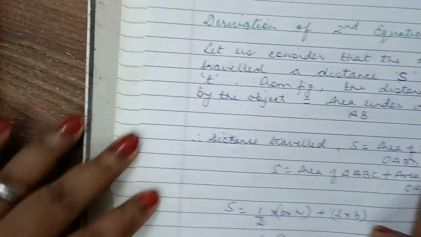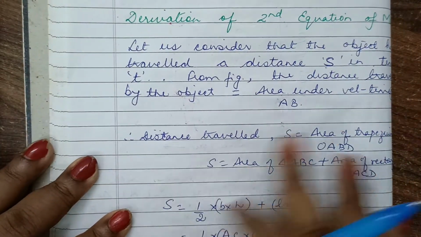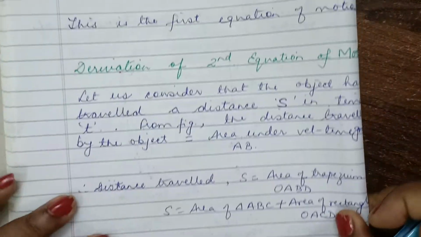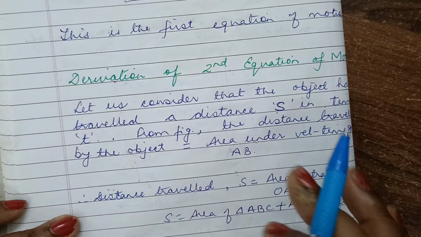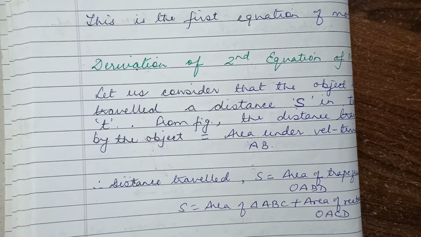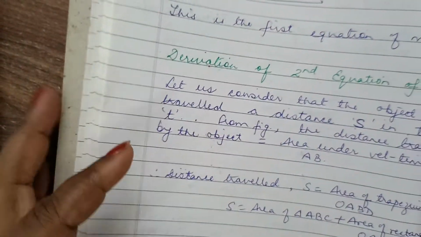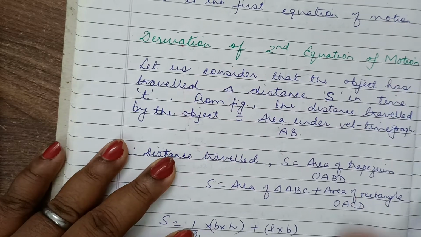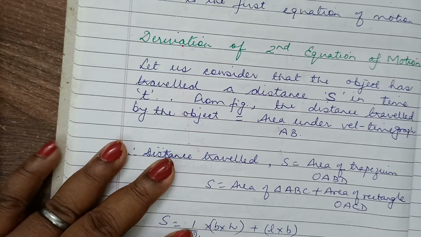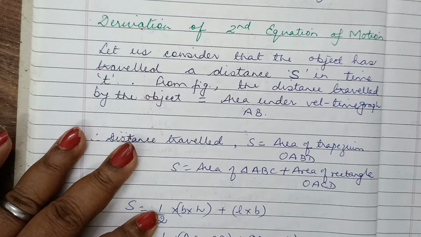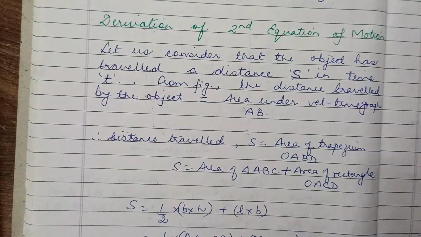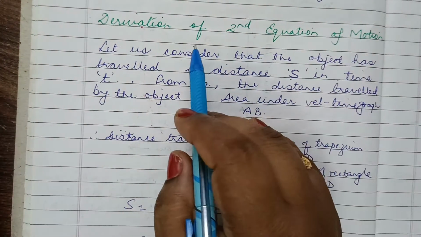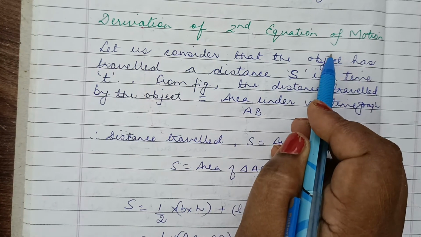Now derivation of second equation of motion. See, every time you will be drawing the same figure. Children, remember this. Every time you have to draw the same figure. I have drawn only the first figure, but you have to draw the figure in all the three cases, because sometimes only the second equation of motion comes, or the third equation of motion comes, so in that case you have to draw the figure. Now let us start deriving the second equation of motion.